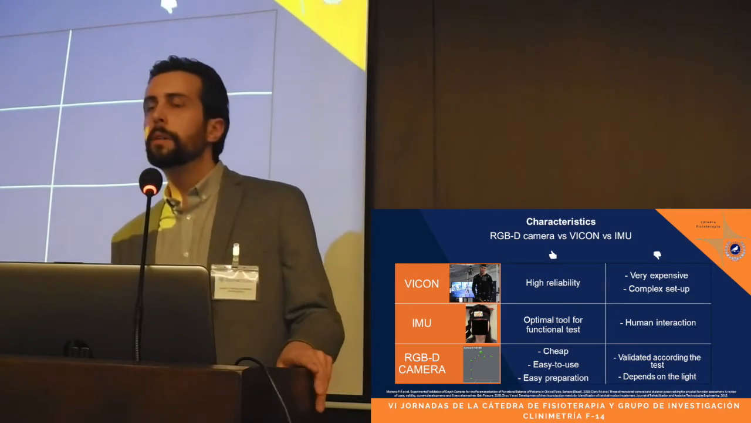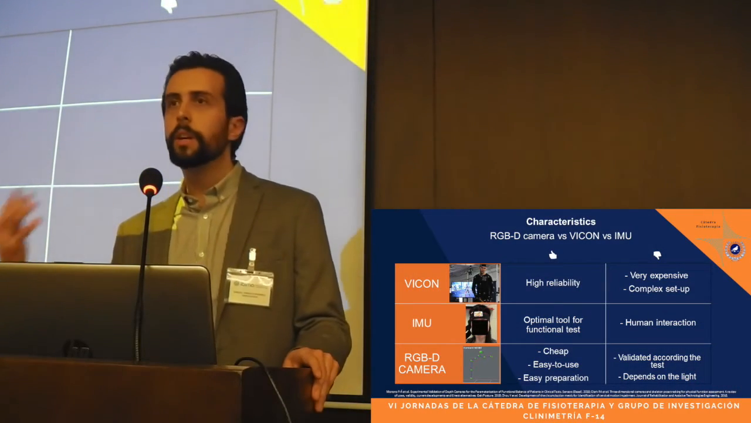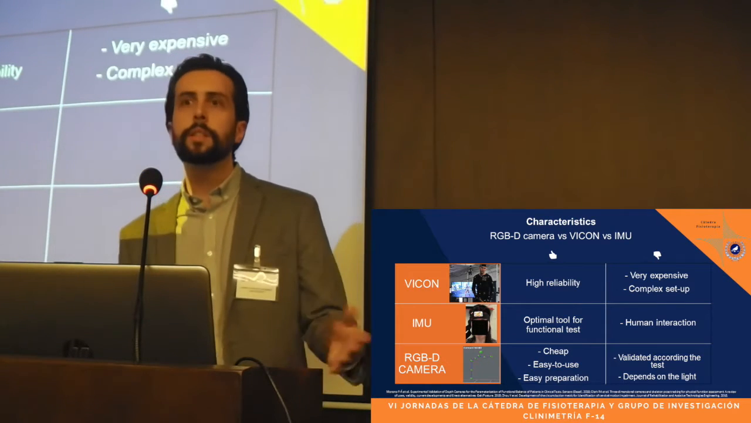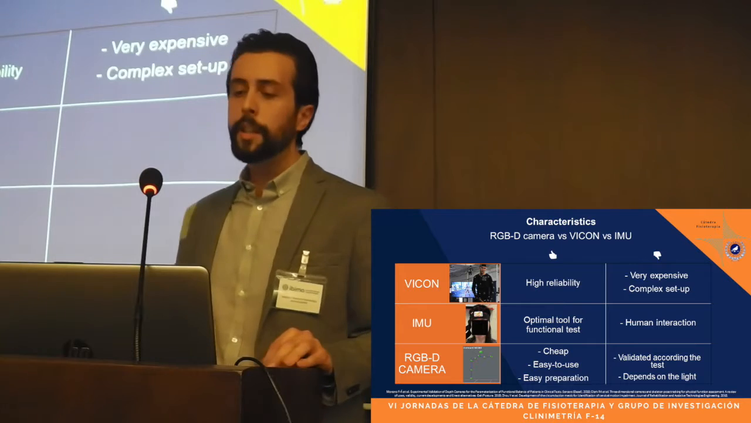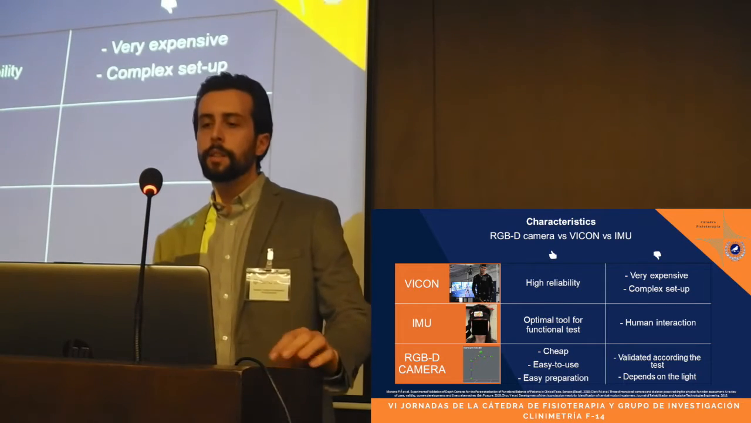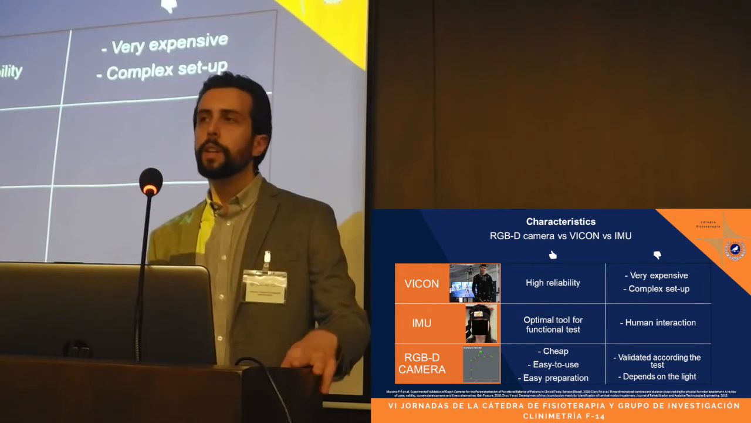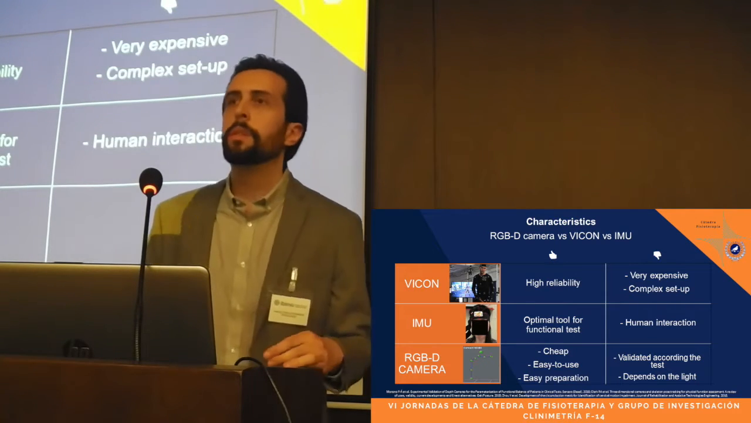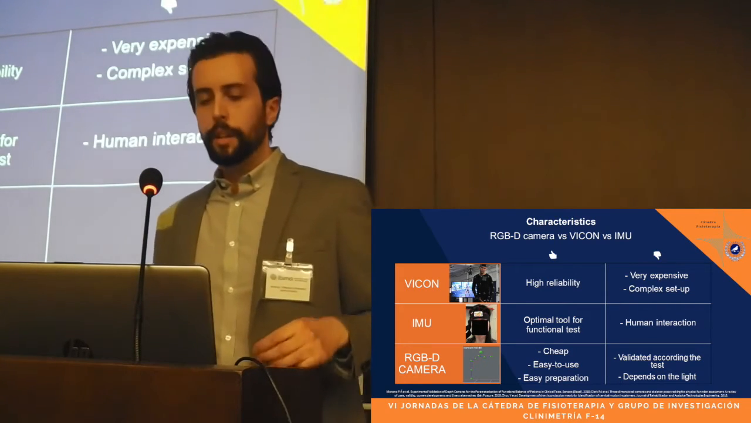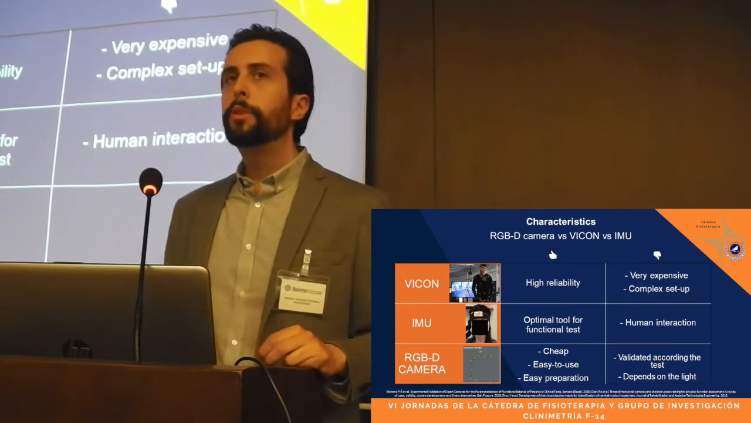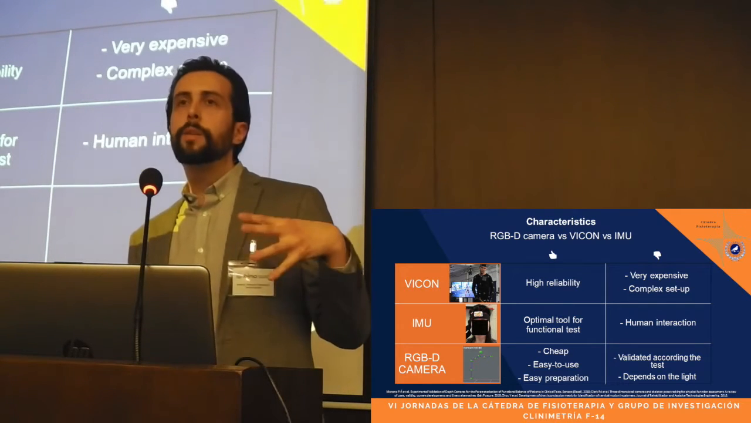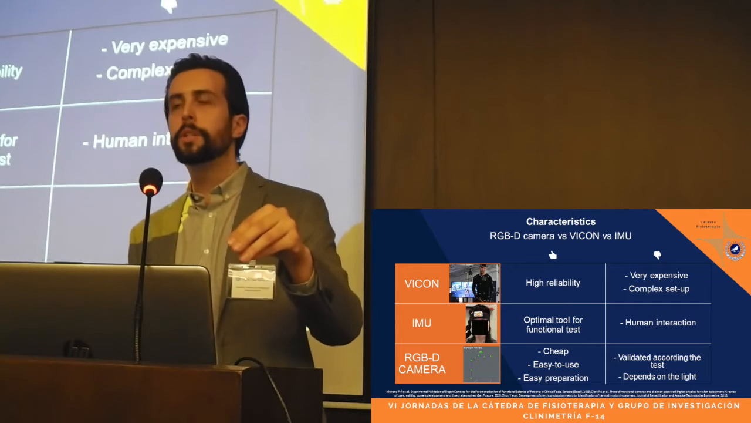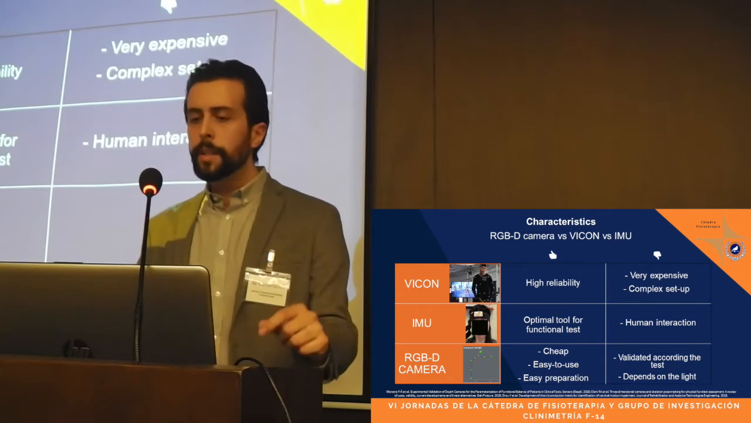There are other motion capture systems, other kinematic tools. For example, the Vicon system. The Vicon system has high reliability, but the main problem is that it is very expensive and the setup is very complex. IMUs, or inertial measurement units, are optimal tools for functional tests, but there is human interaction. We need to put something on the person, and we can lose time doing it.